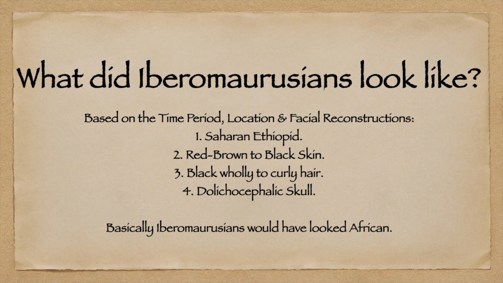Based on the time period, location, and facial reconstructions, we can say: 1. Saharan Ethiopid, 2. Red-brown to black skin, 3. Black woolly to curly hair, and 4. Dolichocephalic. Basically, Ibero-Maurusians would have looked African.